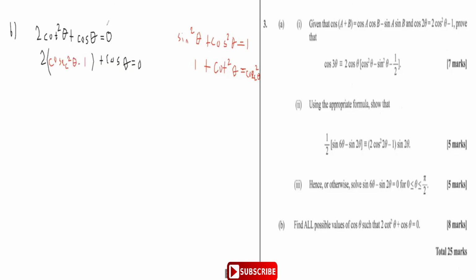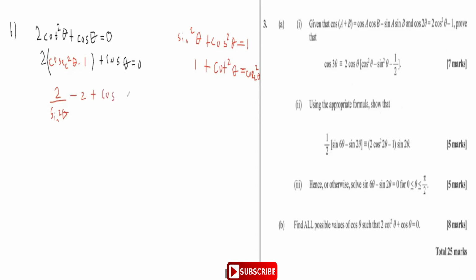So this is what we're solving. And we're solving for what? We're solving for cos theta. If you multiply through by 2, you're getting 2 over sine squared theta. 2 over sine squared theta, 2 times minus 1 is minus 2, plus cos theta is equal to 0.